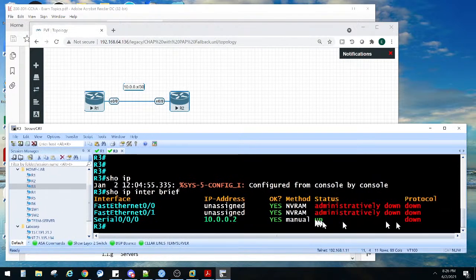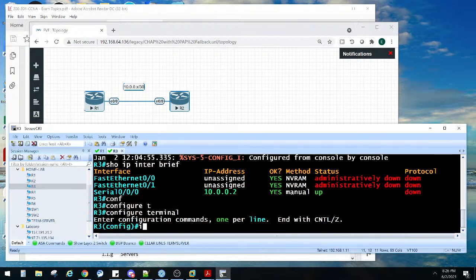So it's up right there, but it's down. So it's up, down, right? That means layer 1 is up. So the physical cable, physical part, remember cables and stuff like that, and bits and data, that is layer 1, right? And this part right here lets us know layer 2 is not working. So it's up, down, right?